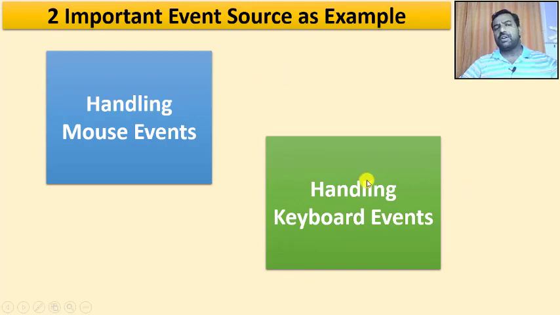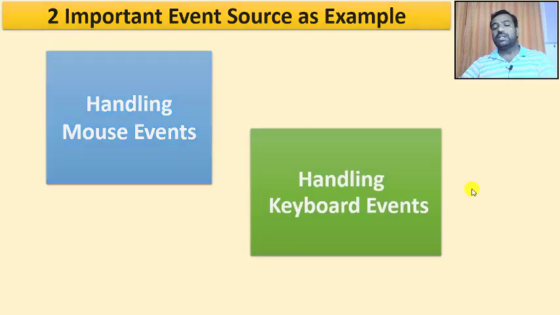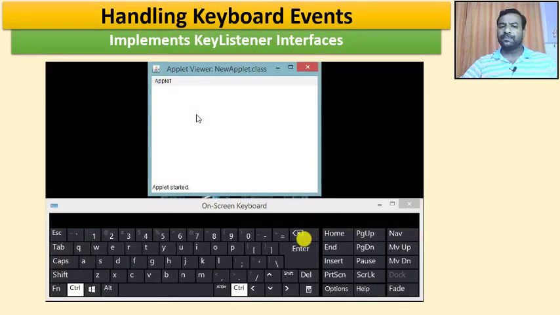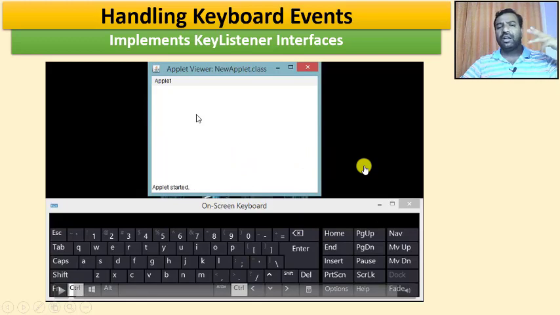And one more important event source, as an example, is how we are going to handle the keyboard events. This is again similar to the mouse events. Just look at this. Now in this we have got 3 main events: the key is pressed, the key is released, and the key is typed. We are going to have 3 types.